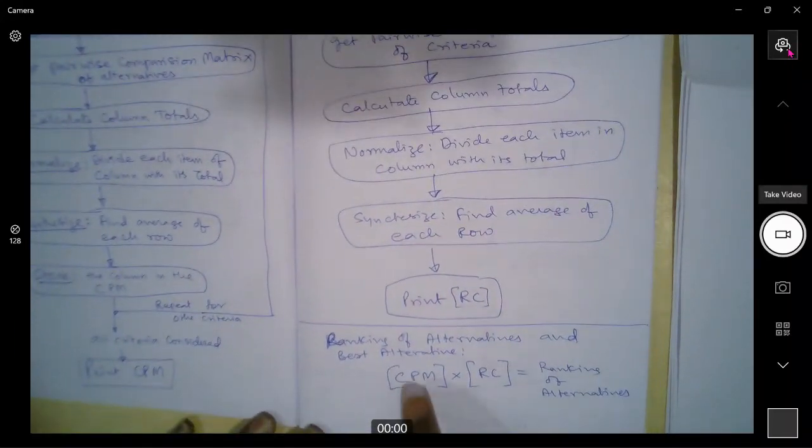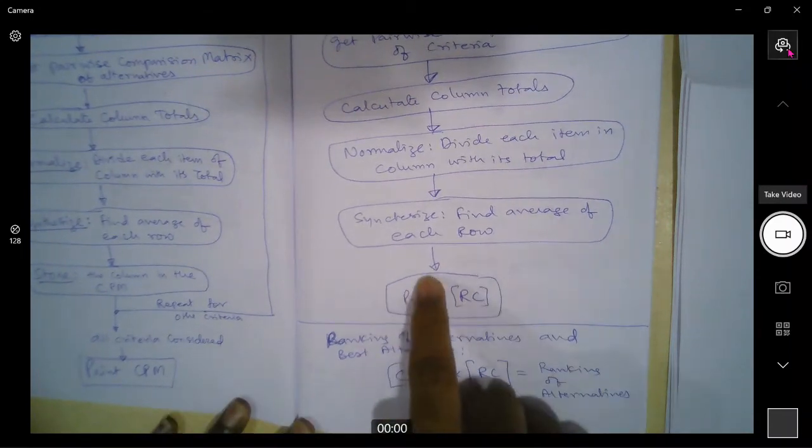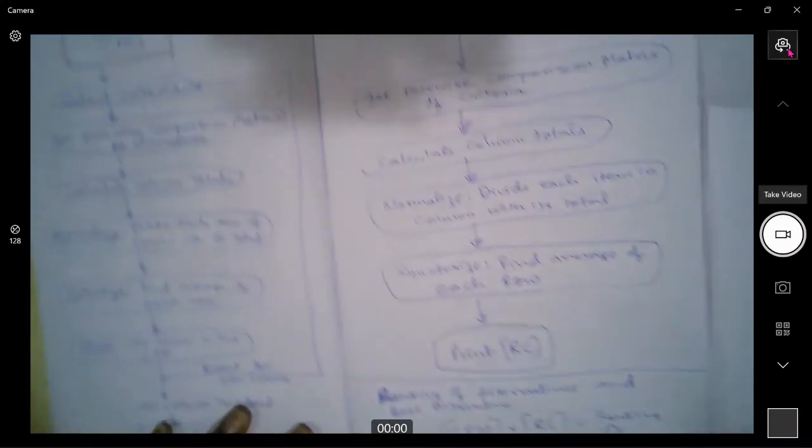And as I said, you get two matrices. So CPM you are getting from here, RC you are getting from here. You have to multiply these two, you will get the ranking of alternatives, and out of all the ranking of alternatives, whichever has the highest value, that is the best alternative.